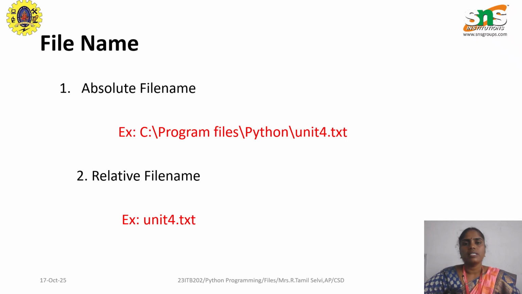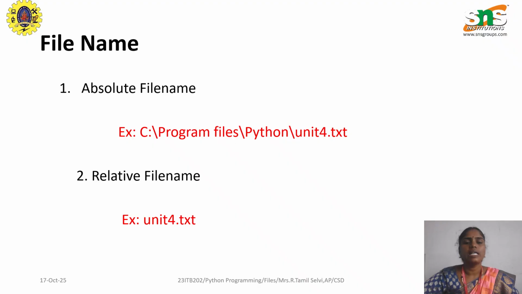It's essential to understand the two main file name formats in Python when working with files. In Python, we have two types of file names. The first one is the absolute file name and the second one is the relative file name. If the file is located in a different location, we have to specify the file path as C:\program files\python\unit4.txt. That is, we are specifying the path starting from the root directory. That file path we call an absolute file name.